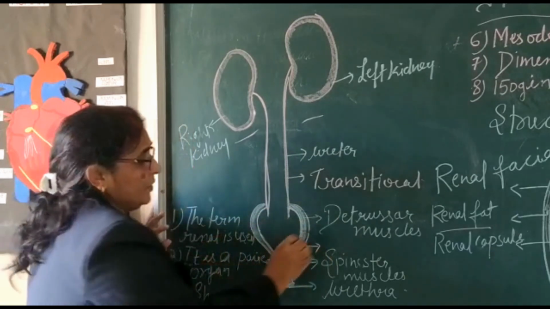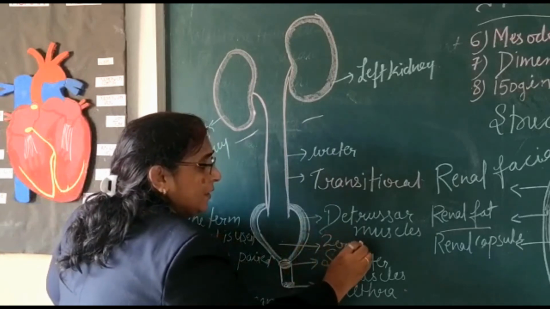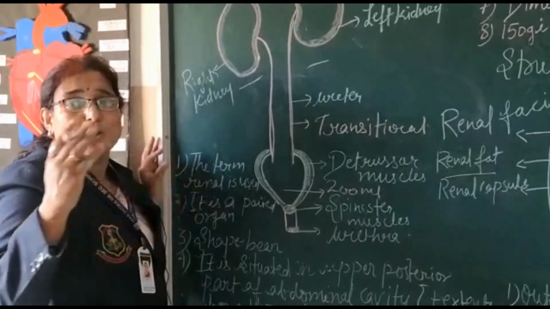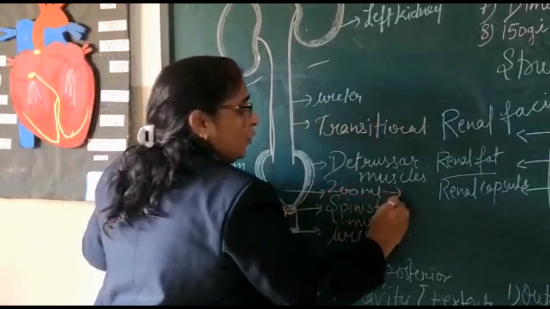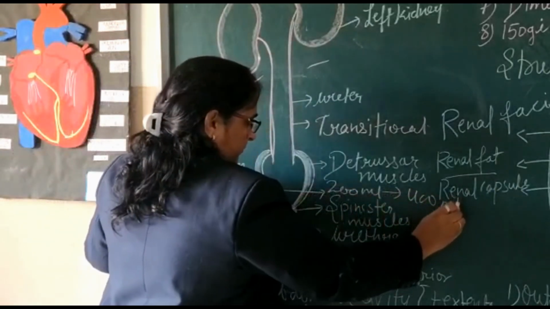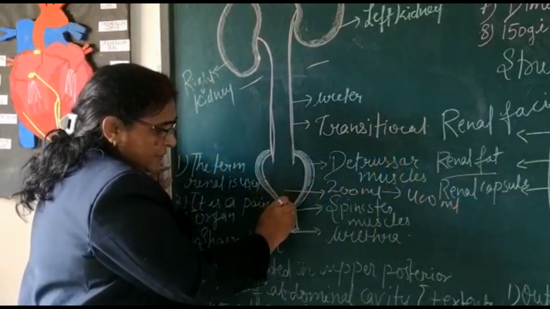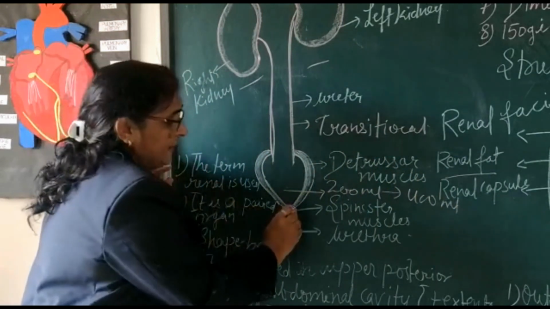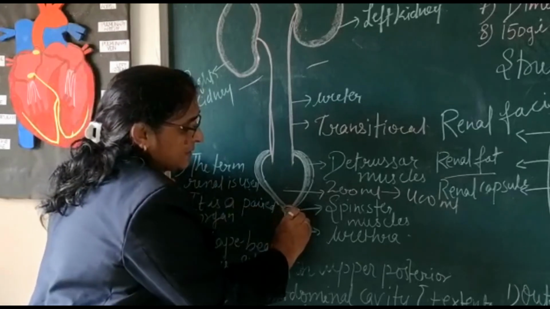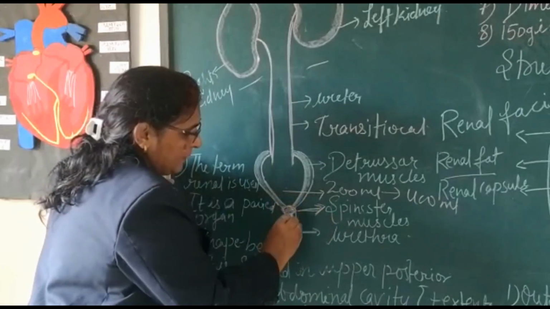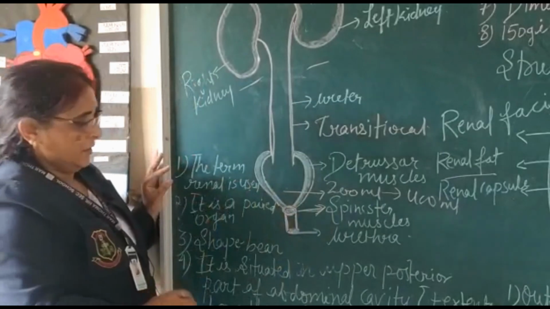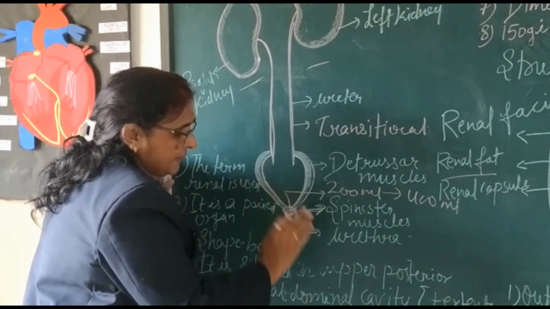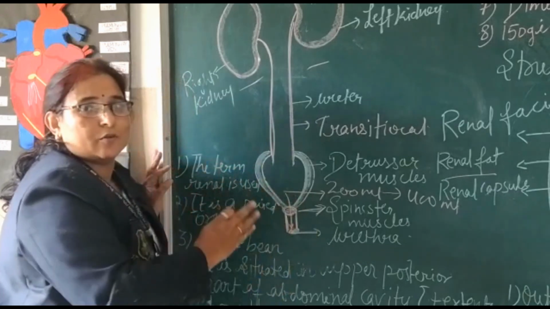In the urinary bladder, about 200 ml of urine is collected, but with a strong reflex, it is 400 ml. This urinary bladder opens through one sphincter, known as the sphincter muscle, and it opens in the urethra. The urethra opens out and the excretory material is given out of the body.